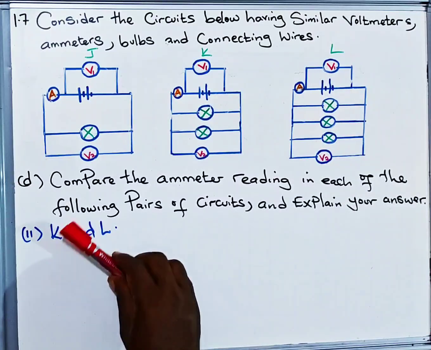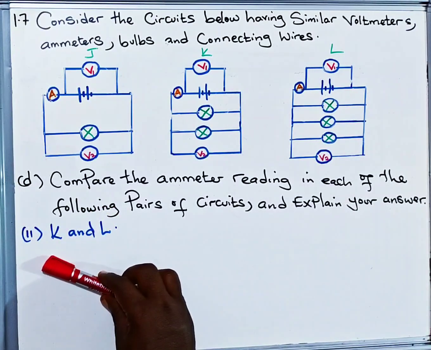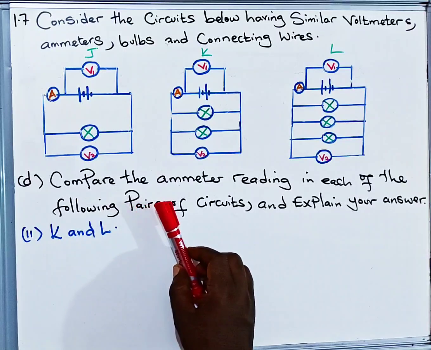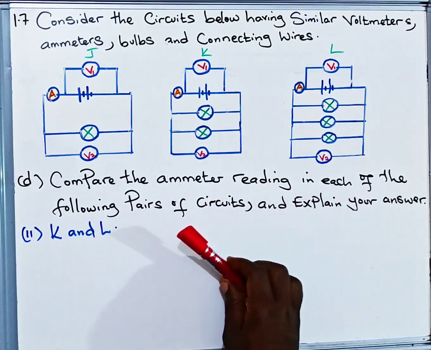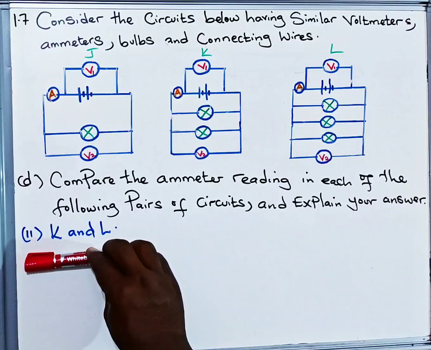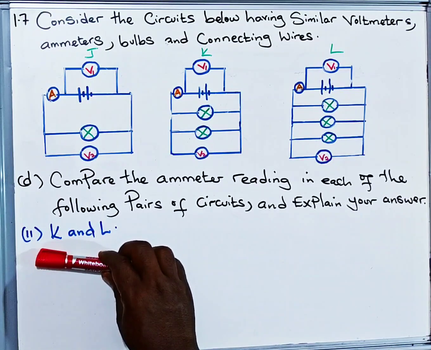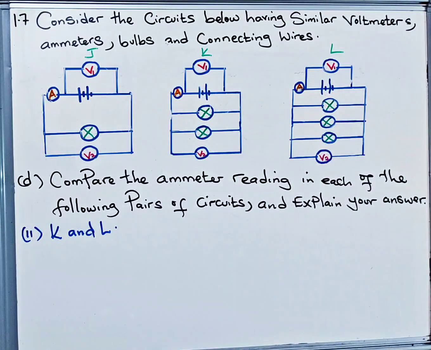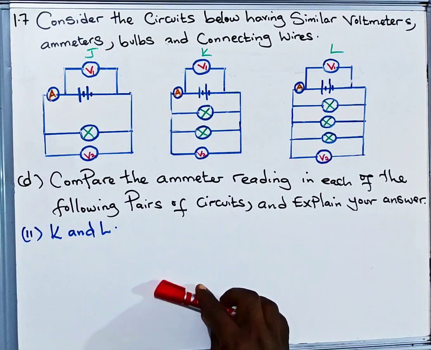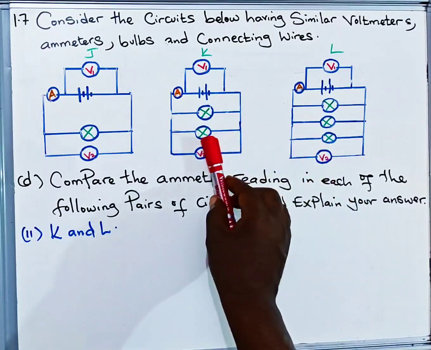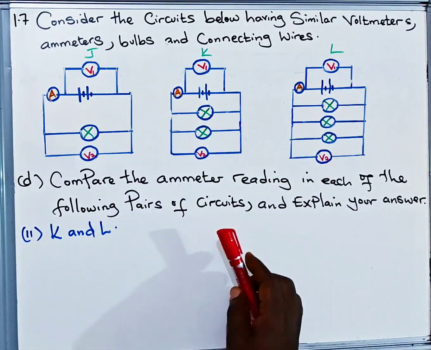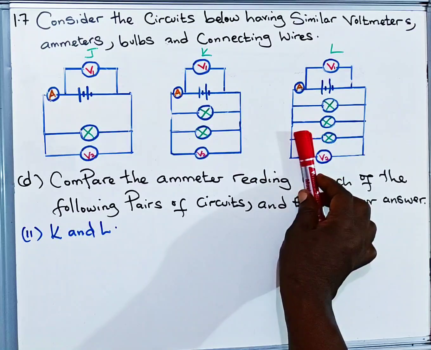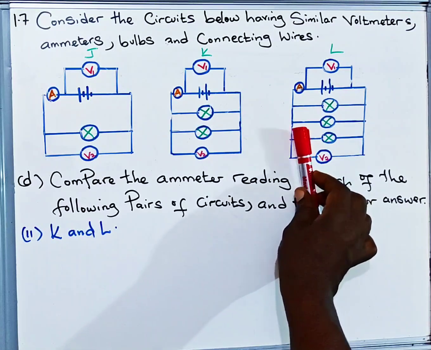Then we come to this one. Compare the ammeter reading in each of the following pairs. The pair we are having here is K and L. This is K and this is L. And we are comparing the ammeter reading. How are they related? The answer is that the ammeter reading of L is higher than that of K.